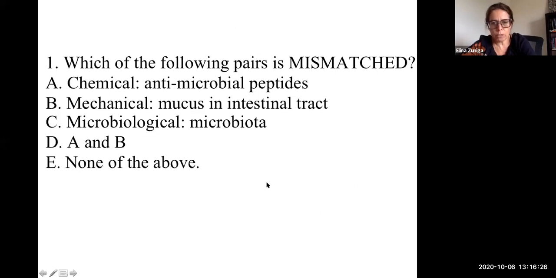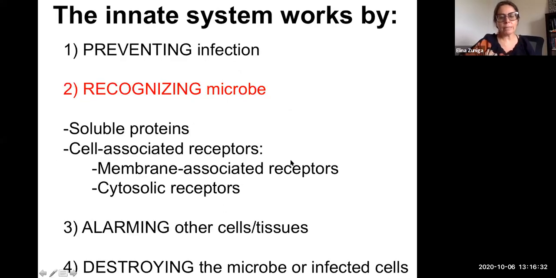So we'll stop sharing. I think I can close this, and I will go to the next topic we want to cover, that is the recognition phase of the microbe. This recognition phase occurs via soluble proteins, and the most noticeable and predominant of those are the complement proteins, and cell-associated receptors. We will learn that there are membrane-associated receptors and cytosolic receptors. So let's first focus on these soluble proteins.